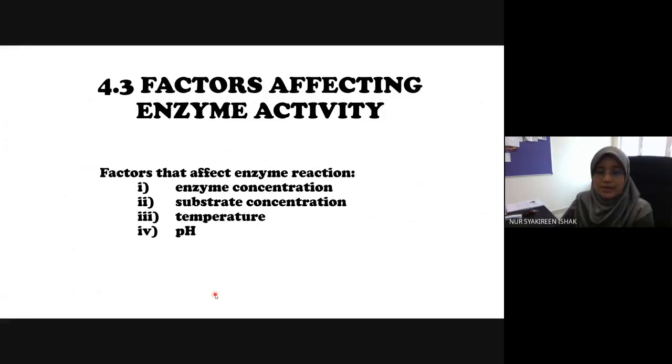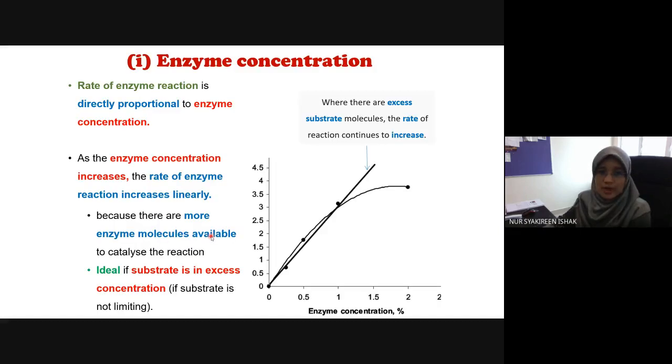Okay, so the next subtopic is factors affecting enzyme activity. This one here lists four factors that affect enzyme reaction: enzyme concentration, substrate concentration, temperature, and also pH. We are going to look at the first factor, which is enzyme concentration.